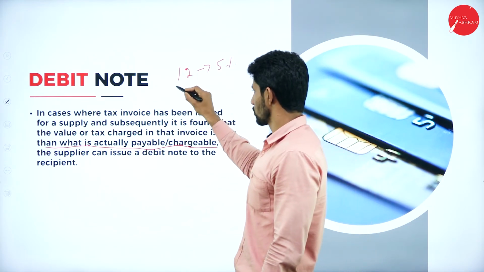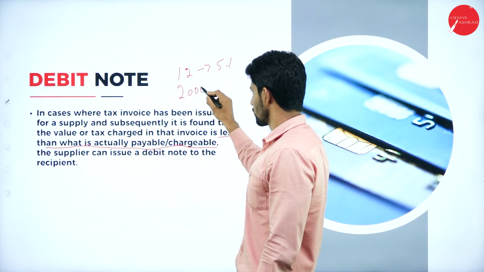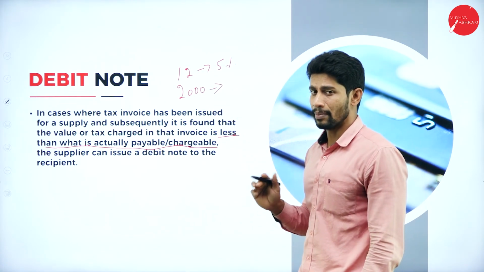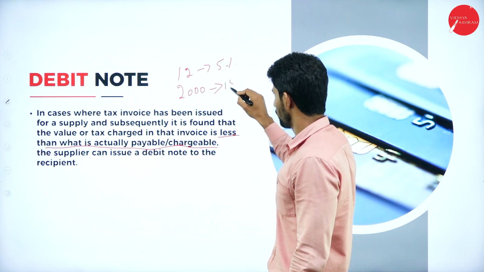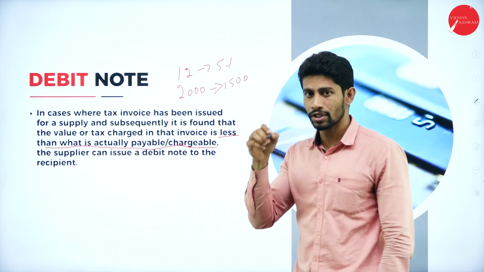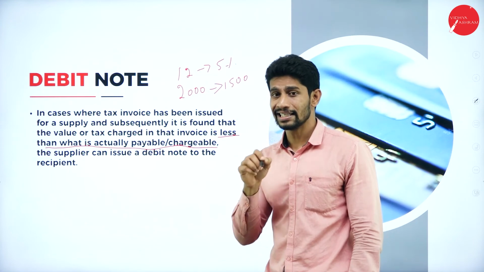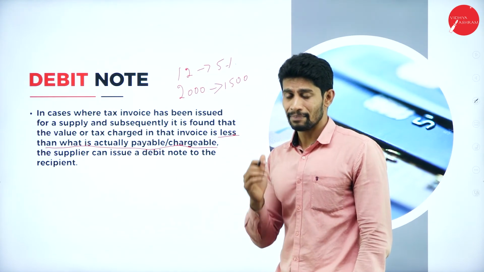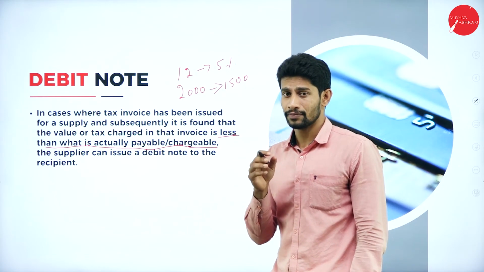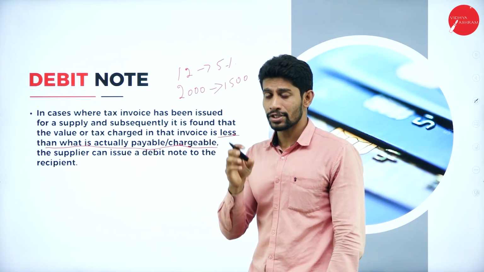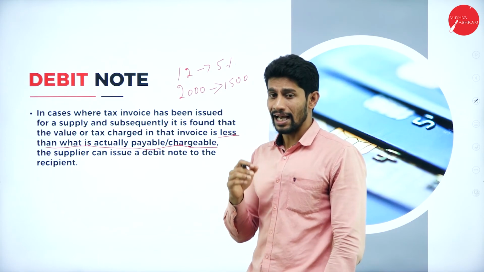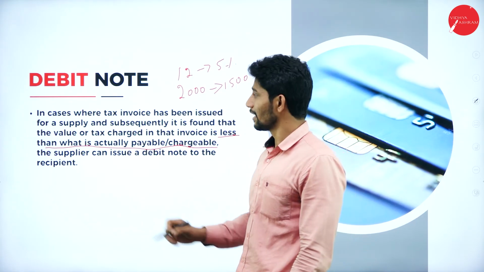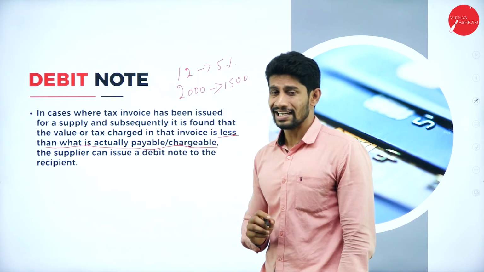Similarly, suppose you are supposed to collect 2000 rupees of value. The total value you are supposed to collect is 2000. But by mistake, you collected only 1500. You mentioned only 1500 in the invoice. So when the actual amount mentioned on the invoice is less than the actual amount supposed to be collected, then you are supposed to issue a debit note to the recipient.